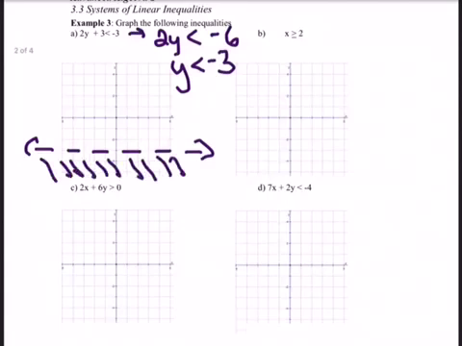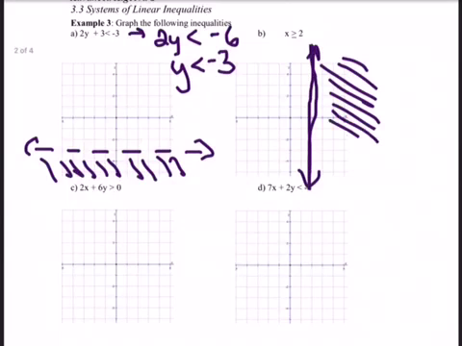And last but not least, let's look at a vertical line, x equals 2. We're going to pretend that's straight, sorry. Vertical line, and I want all the values for x that are bigger than 2, which would be on this side.